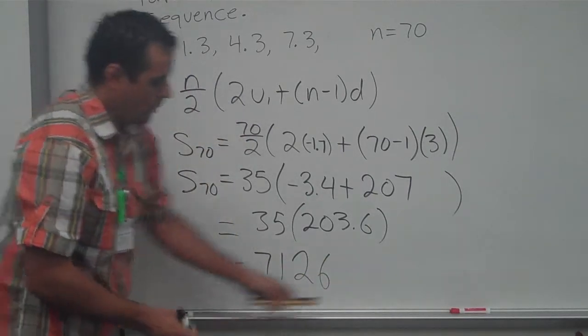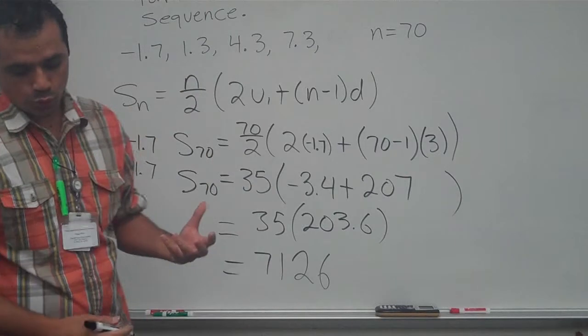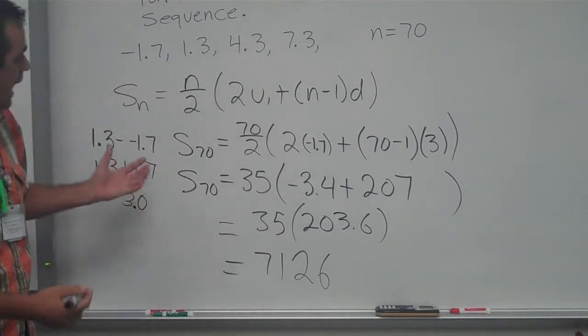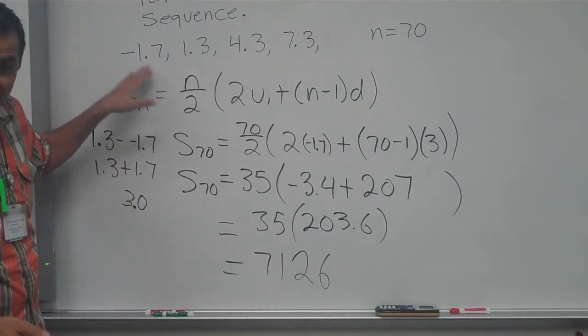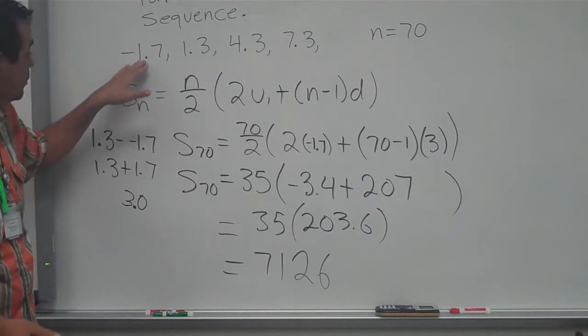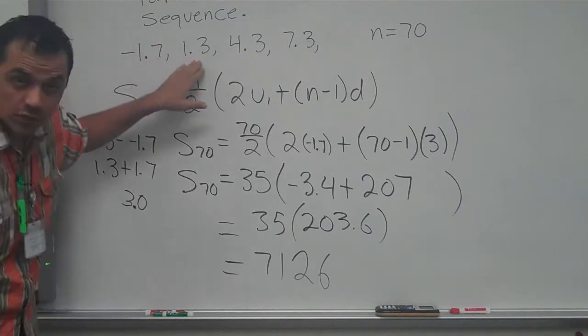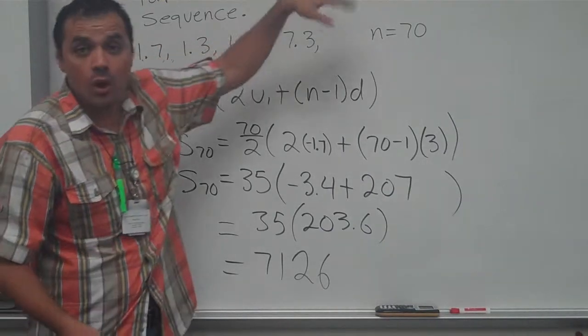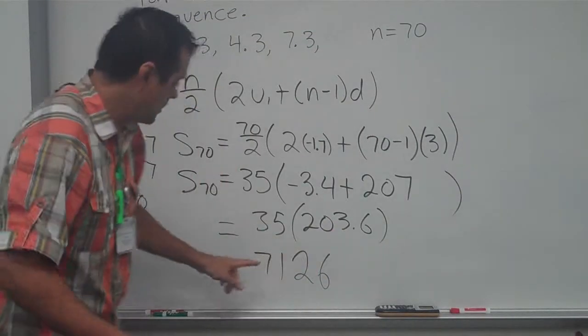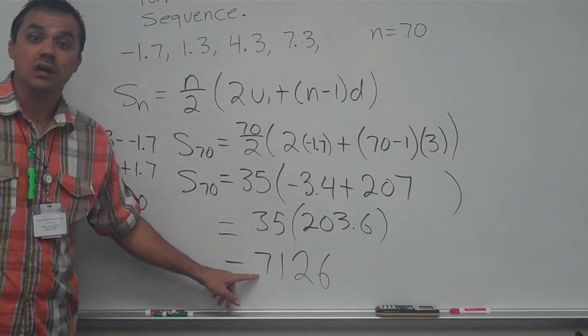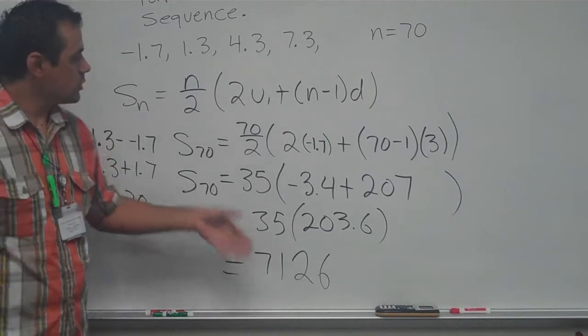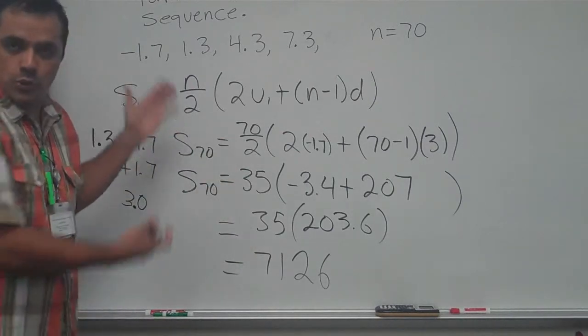7,126. So if I want to add the terms of this specific sequence right here, starting with the first term, then going to the second one, the third one, the fourth one, all the way to the 70th term, this is what they're going to add up to: 7,126. So this is one option for you to do this problem.